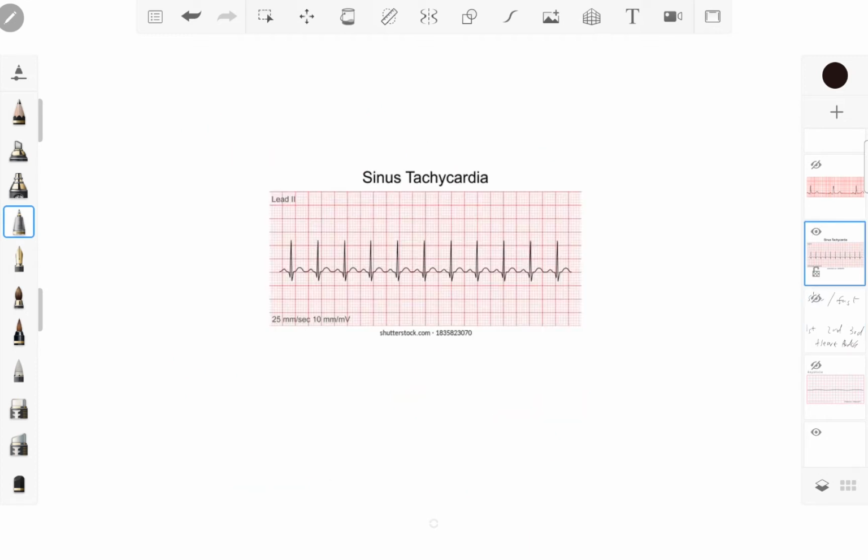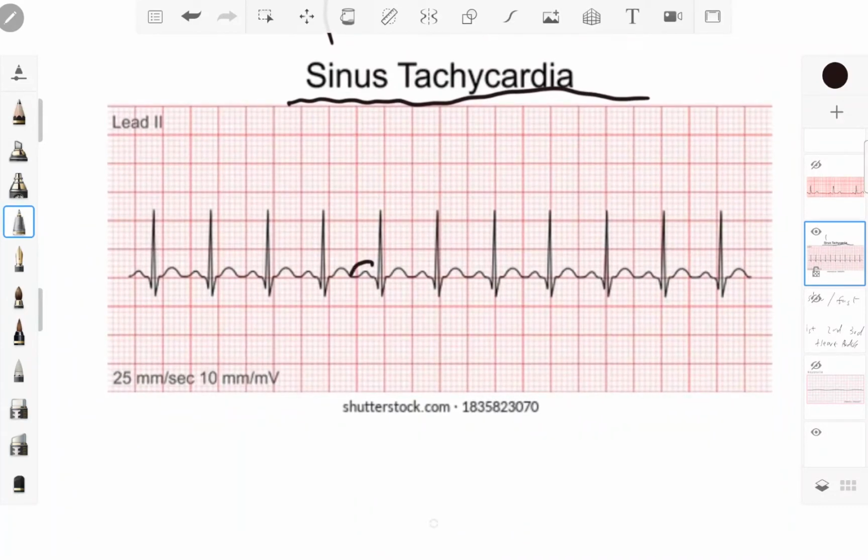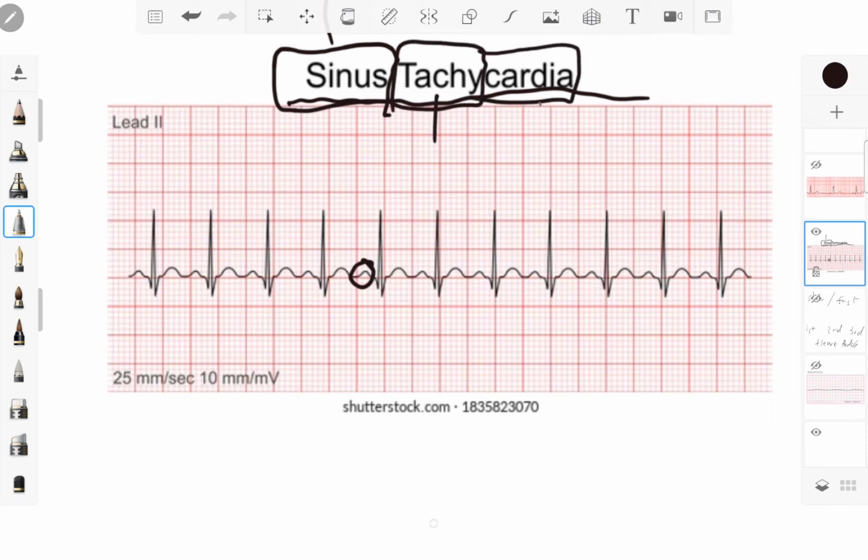So this is a sinus tachycardia, as you can obviously read. Sinus rhythm, because it's coming from the SA node, the sinoatrial node. Remember, if you watched my previous video, that is the pacemaker. The reason it is a sinus rhythm is that we have P waves. If your rhythm is coming from the SA node, the pacemaker of the heart, it is a sinus rhythm. The word tachy means fast, and the word cardia means heart. So a fast heart rate coming from the SA node, the sinoatrial node.